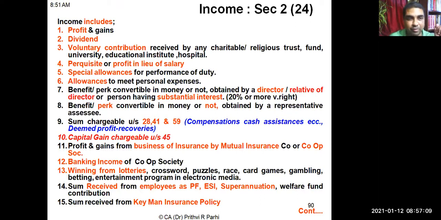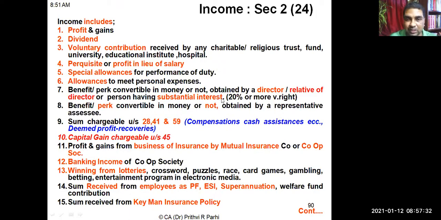Special allowances. In the salary chapter, we'll be learning what the special allowances are. Some specific allowances are allowed to different employees, so they are also income. Allowances to meet personal expenditure are also income. Benefit or perquisites convertible into money obtained by a director, a relative of the director, or a person having substantial interest.